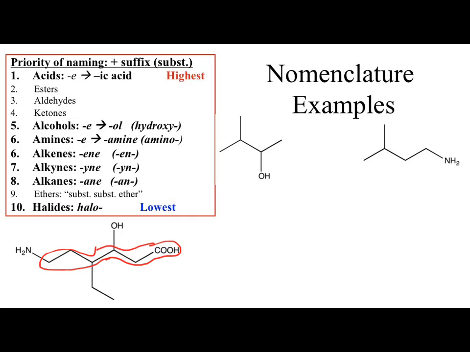Okay, how many carbons do I have in my backbone? 6. So we've got hex. Do we have any double bonds or triple bonds? No, so we can go with hexan. We've got a carboxylic acid, so we can call it hexanoic acid. We then need to go through and identify our substituents.